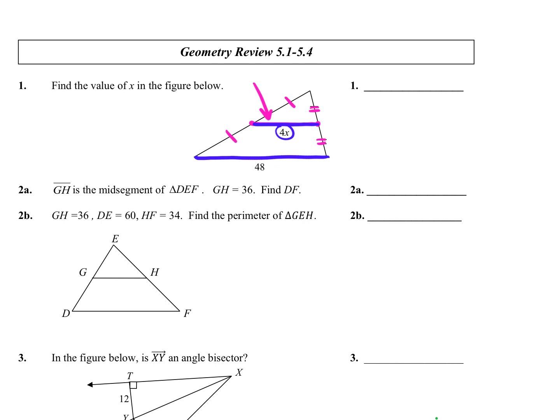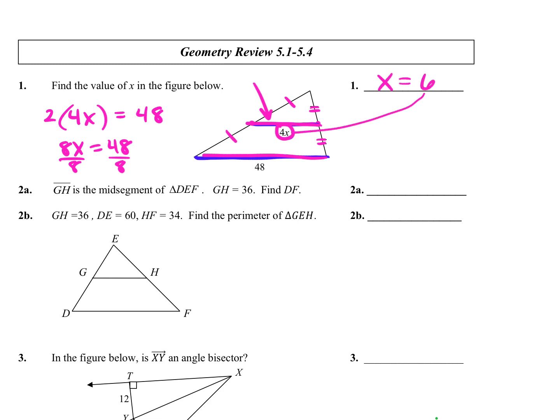So like in a situation like this, where your unknown is part of that mid-segment, I would say your best bet is to double that 4x. So you take your 4x and you just multiply it by 2, and that will equal the 48. So this is 8x equals 48. So you divide by 8, which means your x value is 6. So if you plugged that back in, right, plug it back in. 4 times 6 gives you 24 for that length. That 24 is half of 48. So that makes sense, okay?